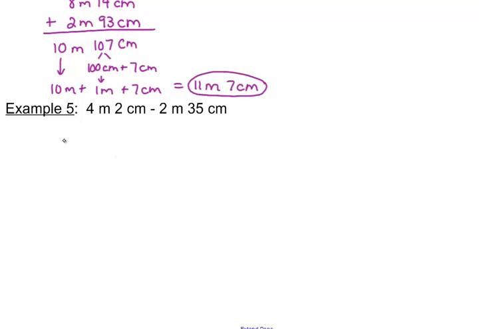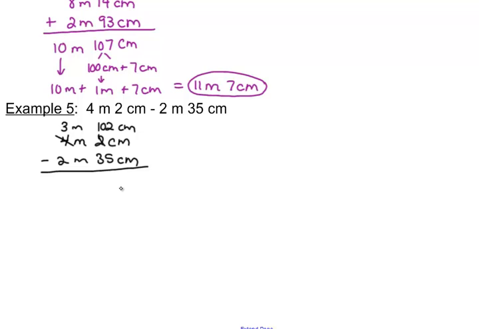Example 5, I have 4 meters, 2 centimeters, and this time I'm going to subtract 2 meters, 35 centimeters. I can't take 35 from 2, so I'm going to borrow. So this becomes 3 meters. But what am I going to borrow? I'm going to borrow 100 centimeters. So 100 plus 2 is 102 centimeters.